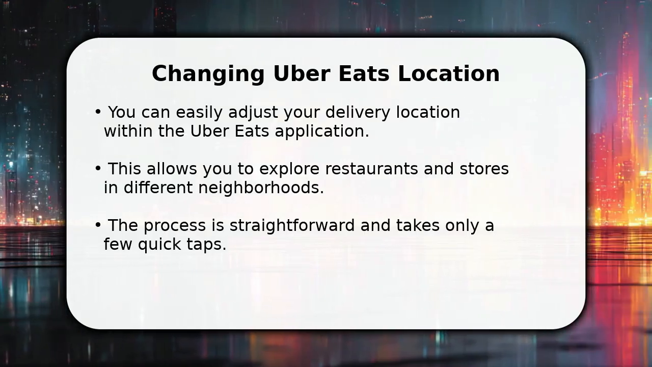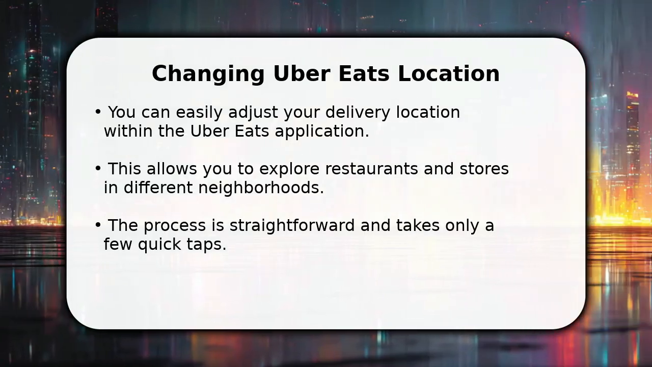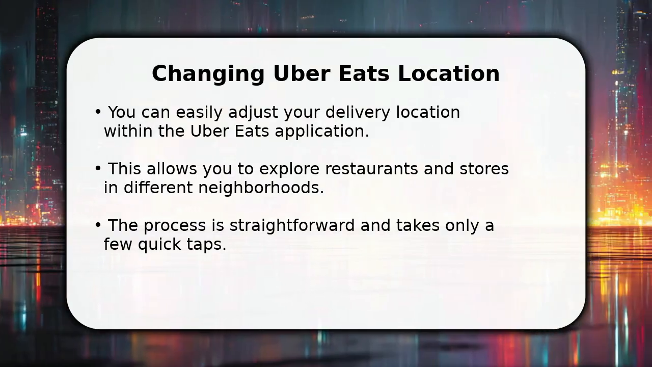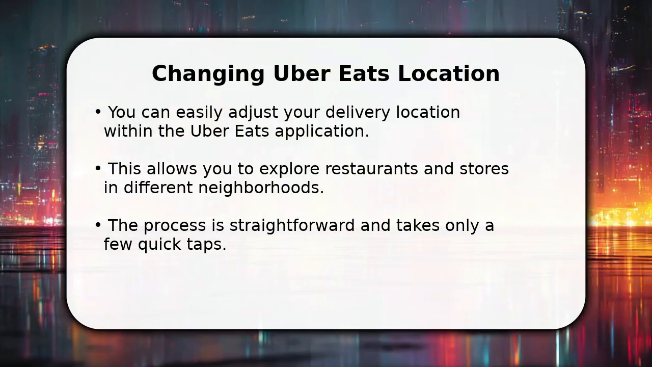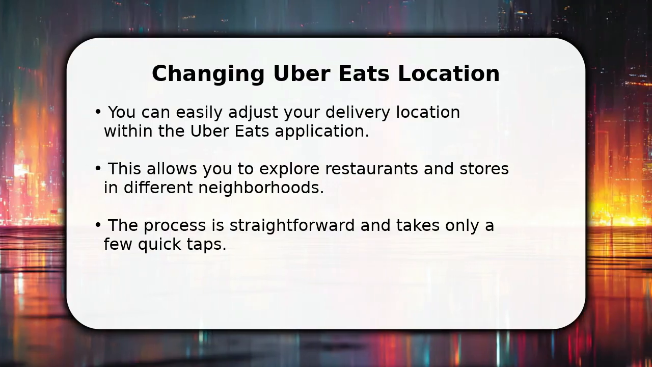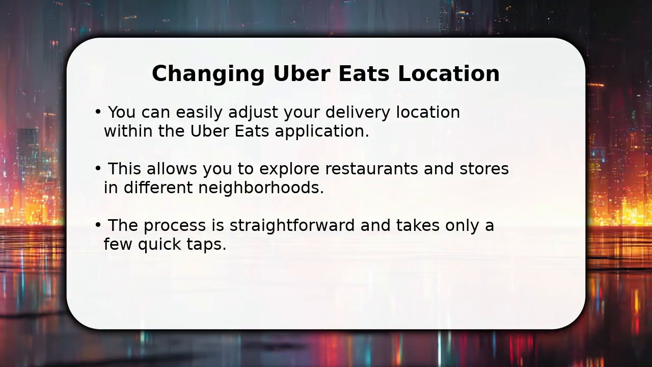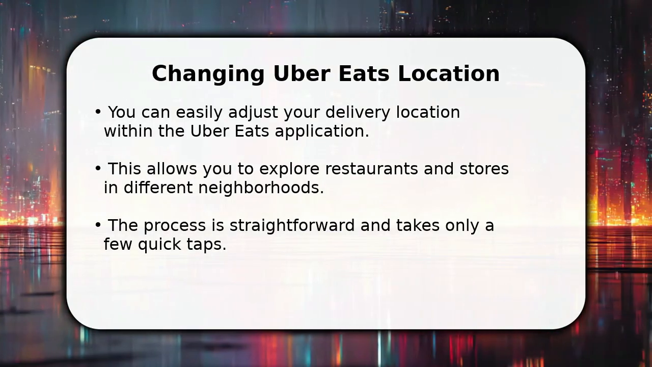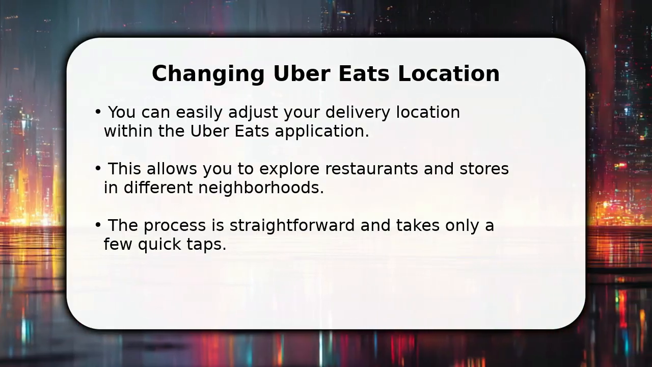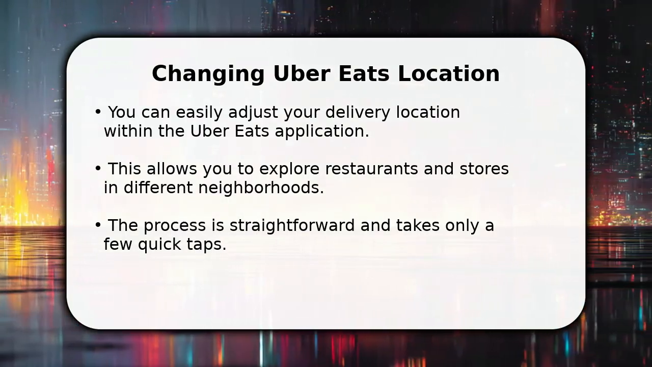First, open the Uber Eats application on your mobile device. Then, look for the address bar, usually located prominently at the top of your screen. This bar typically displays your current or most recently used delivery address. You can easily adjust it to suit your needs, exploring a wider range of options.